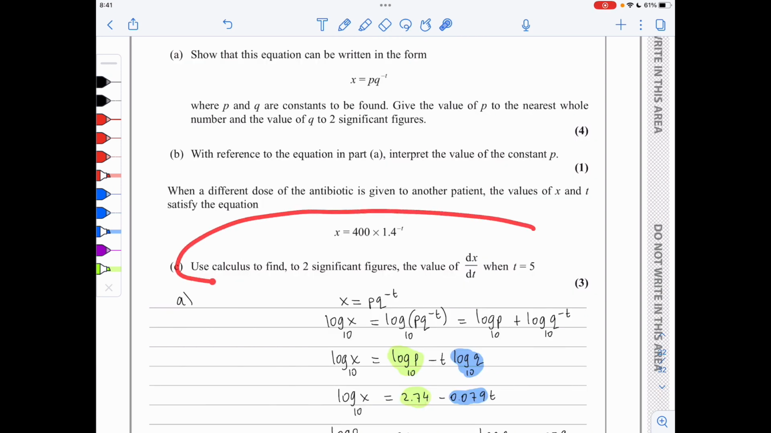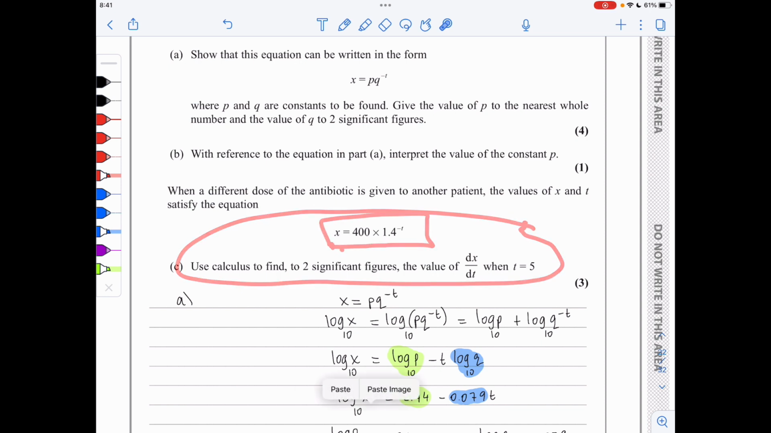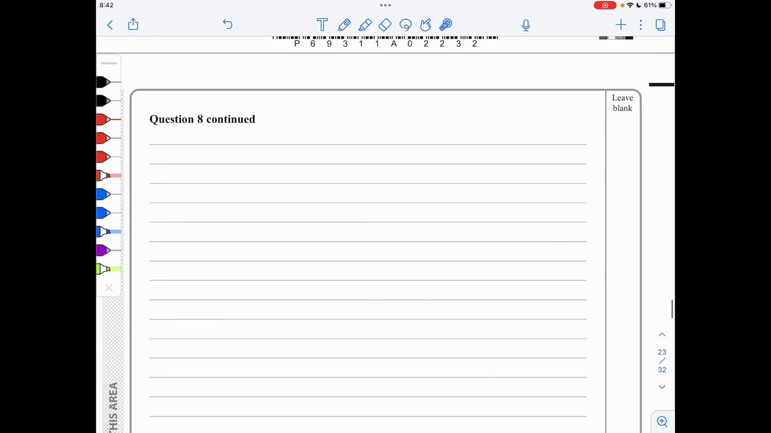In C, we need to use calculus to find the value of dx dt when t is 5 for a slightly different equation here. x is 400 times 1.4 to the negative t. So I will start by writing out the expression here. x is 400 times 1.4 to the negative t. Now, to find the derivative, I'm using the rule that says that if y is a to the x, then dy dx is a to the x ln a, and therefore dx dt is 400.